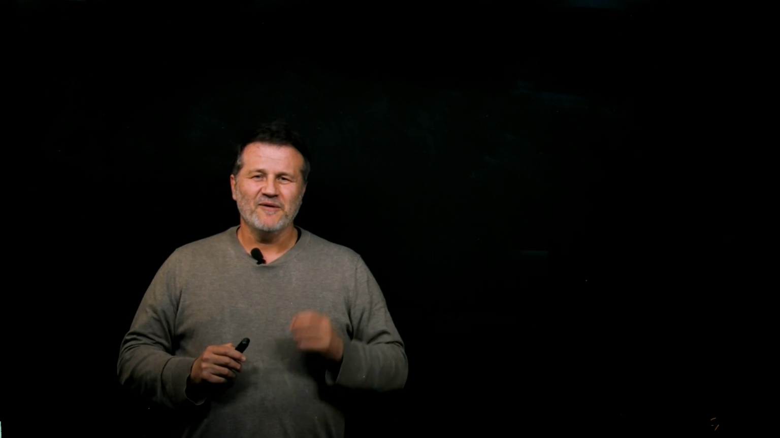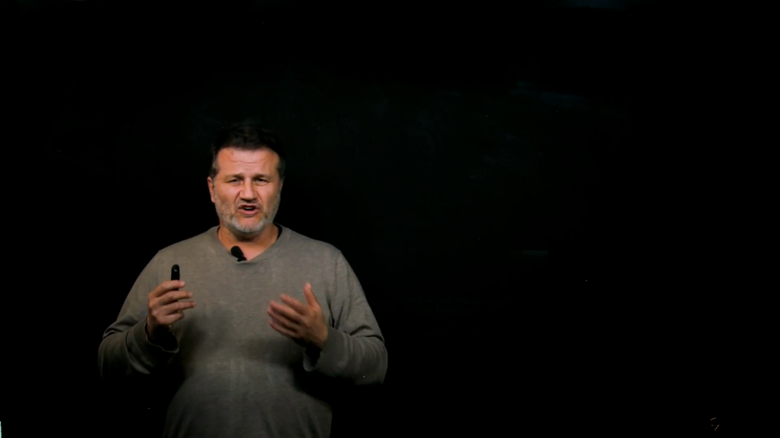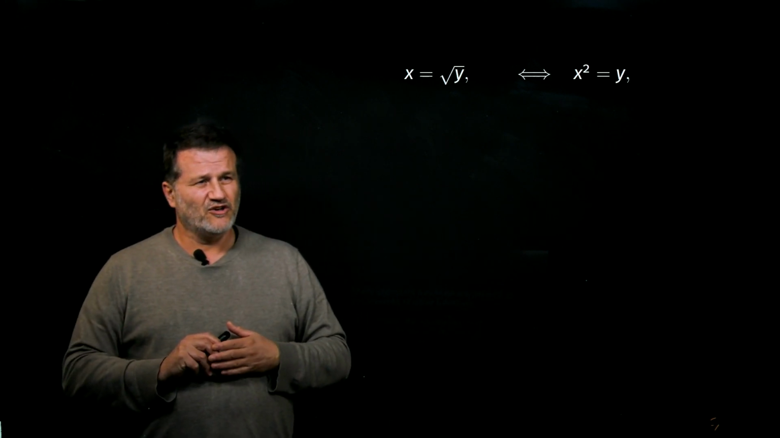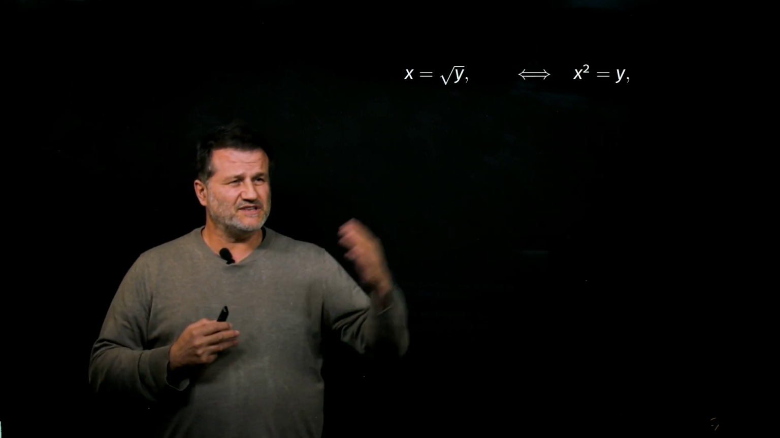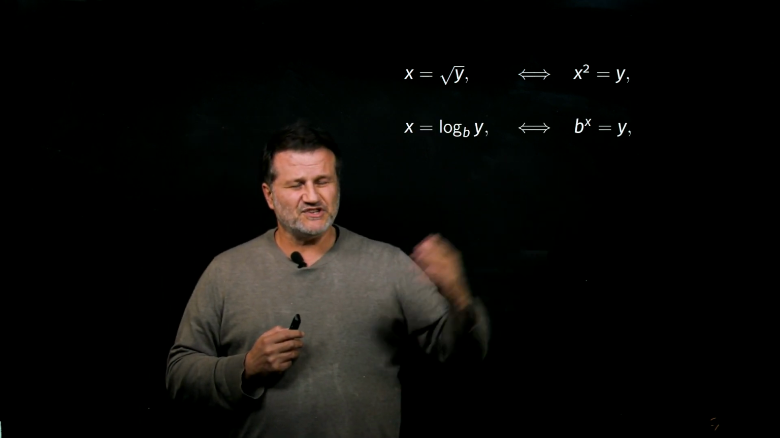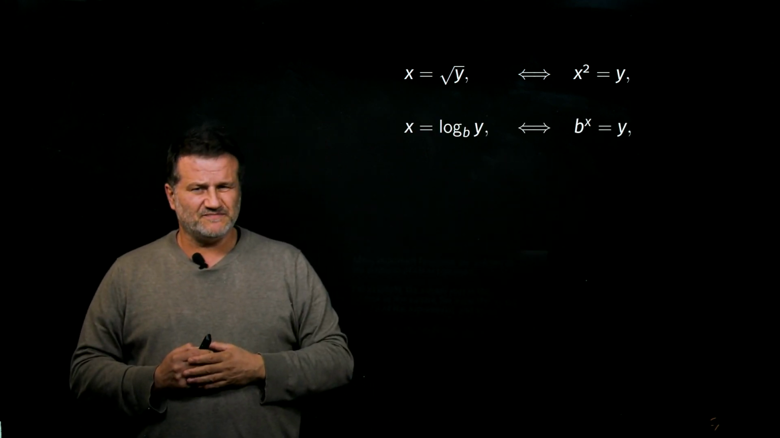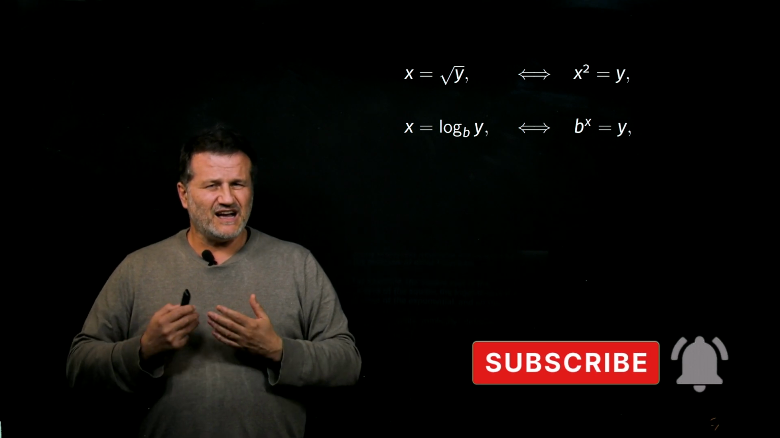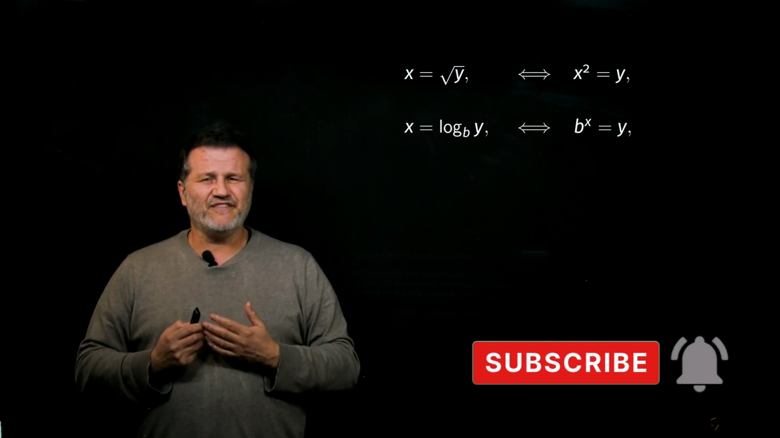Hi. Many important functions are defined as the inverses of other functions. For example, the square root is the inverse of the square. The logarithm is the inverse of the exponential, and so on. Inverses are usually implicitly defined functions.